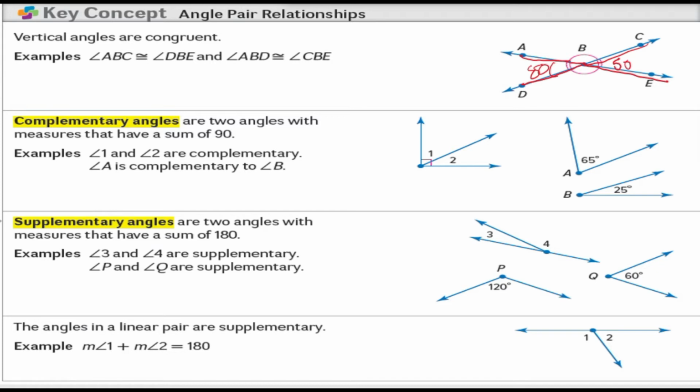So if two angles add up to 90 degrees, they are called complementary angles. Like here you can see angle A and angle B. When you add these two up, they are 90 degrees. So we say angle A and B are complementary angles here in this example.